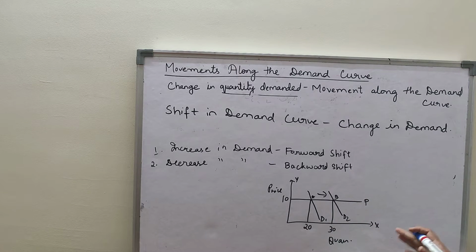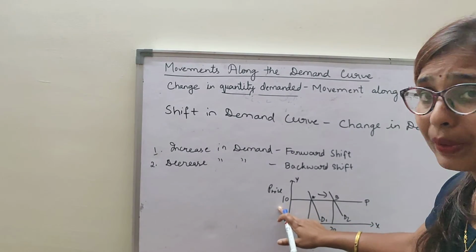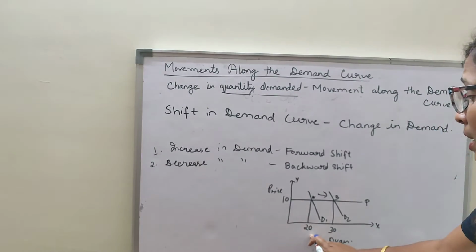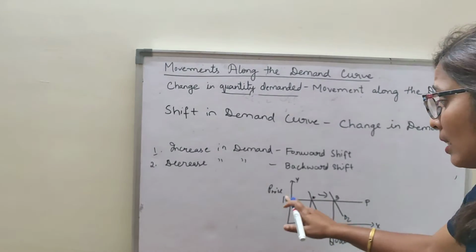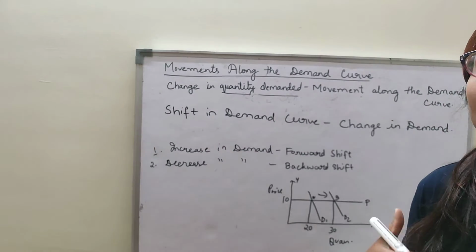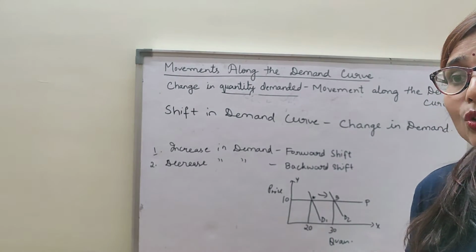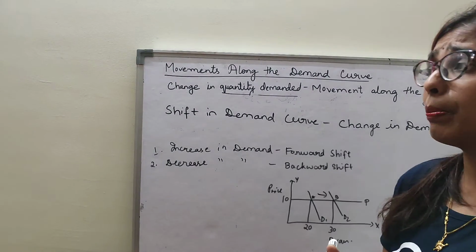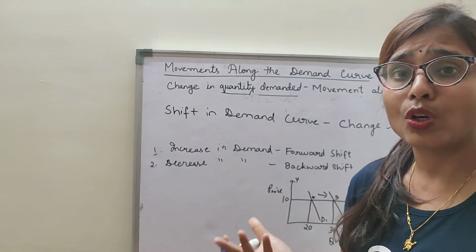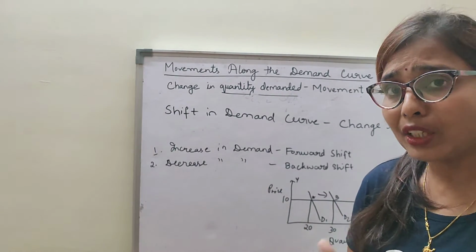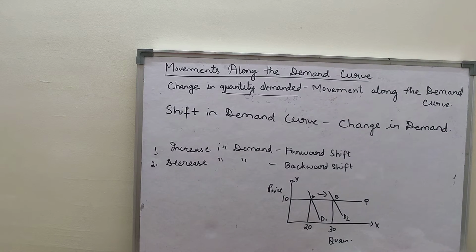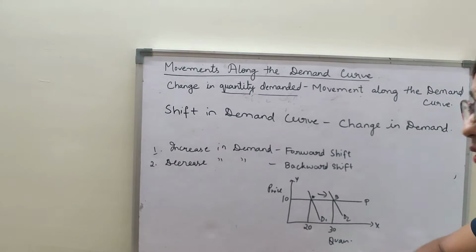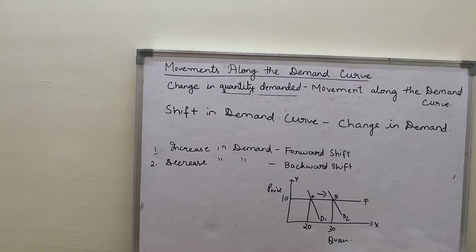Now consumer demands 30 units at the same price. Before he was buying 20 units, now he is buying 30 units at the same price, just due to increase in income or change in taste, or due to the price of the substitute good increasing, or the price of the complementary good falling. Any of the reasons might happen. So consumer demanded 30 units when the price is constant at rupees 10. Forward shift. Now I told you the reasons for the forward shift, the other factors why the consumer demands more.